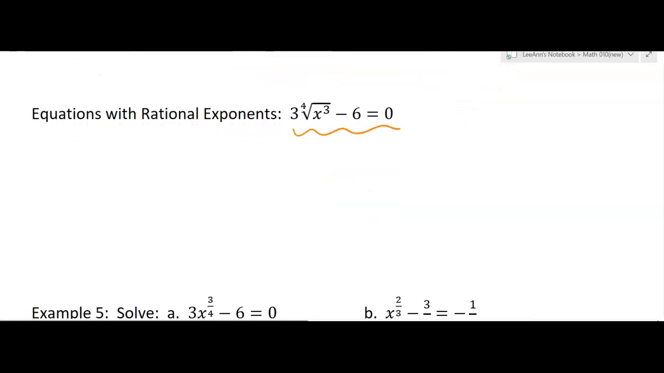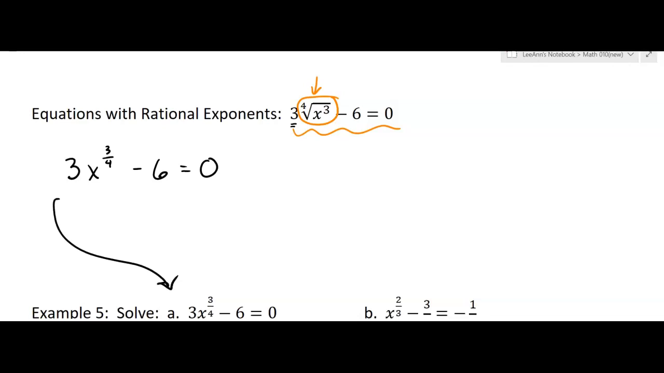All right, so here we have an example. We're going to solve this equation in a minute. But first what we want to do is recognize that the radical part can be written like this: 3, that's the 3 right there, x to the 3/4 minus 6 equals 0. And that's that equation. We're going to solve it in just a minute.